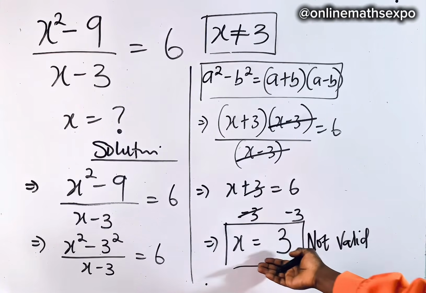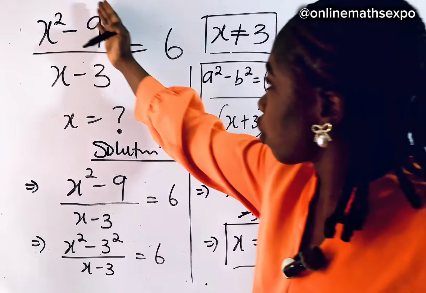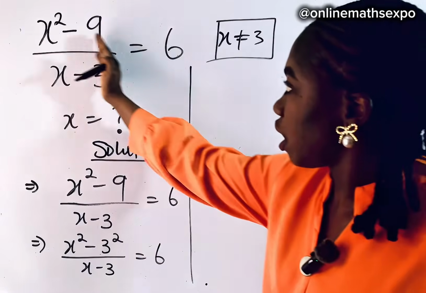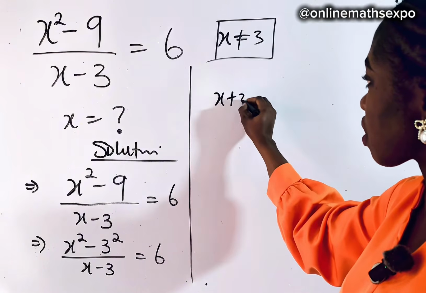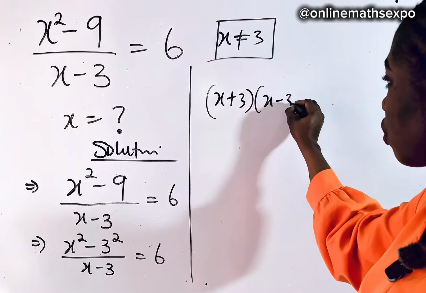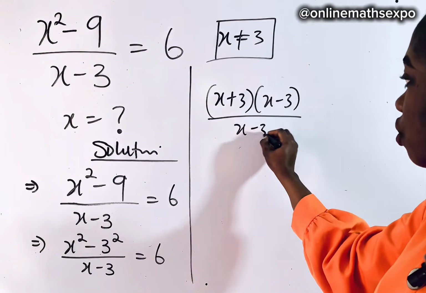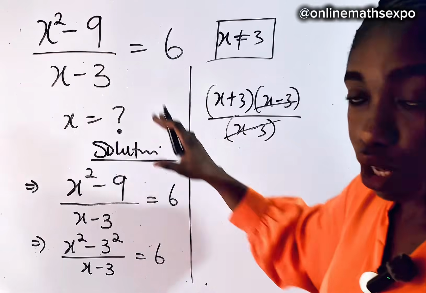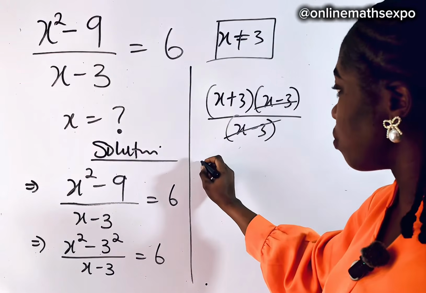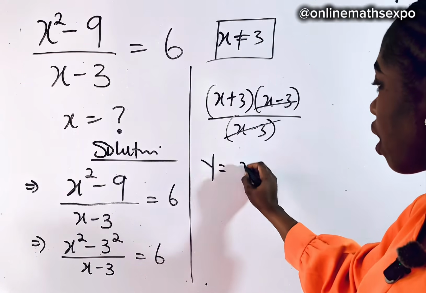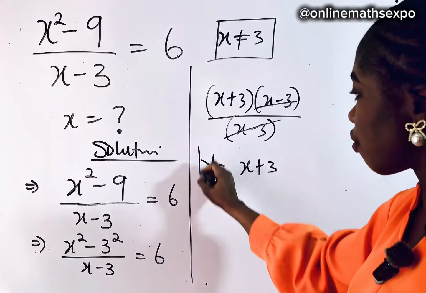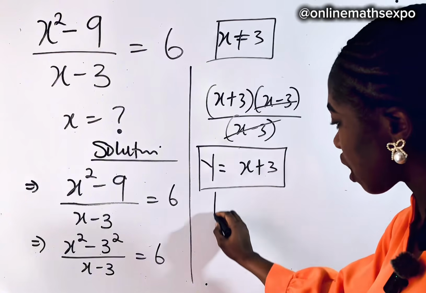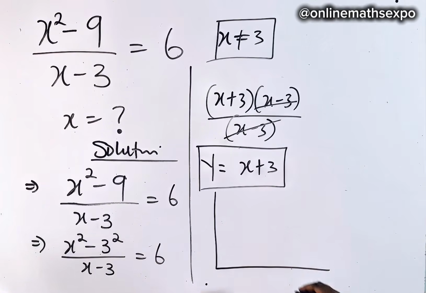If you want to do a little check, if you want to plot this graphically, let's do that. For the left side, what we have is x plus 3 into x minus 3 divided by x minus 3. And this cancels. So if we turn this to a function, we have y is equal to x plus 3. This is the function you are to show, and it's a straight line. If you quickly make a sketch of this straight line, this is what it looks like.